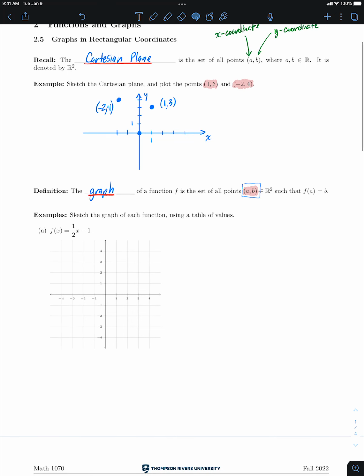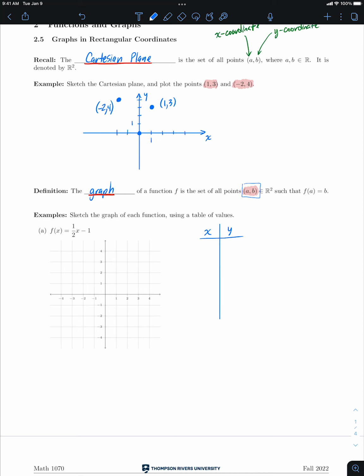Okay, so here's a function. Here as a problem, we're asked to sketch the graph of each function. It says using a table of values, and I'll remind you what that means. So, okay, here's the function. The function f is defined by, if you plug in an input value x, it's going to multiply that input value by a half and then subtract 1. Okay, so what we're going to do, I'll even start to draw a table here. So we've got an x column and a y column. And then I'll just draw a vertical line here to divide them.